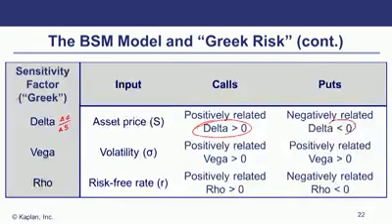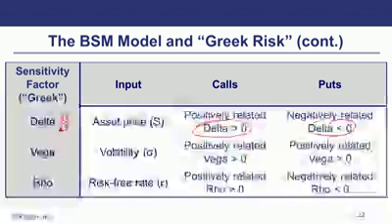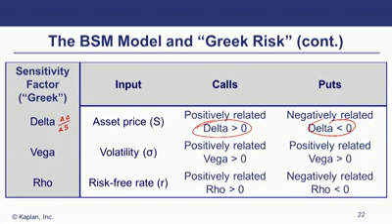With the put, delta is always negative. And this is because we've got an inverse relationship. If I've got a put, I want the stock to become less valuable. That will increase the value of my put. All right? And in terms of ranges, a call delta ranges between 0 and 1. Put delta ranges between 0 and -1.